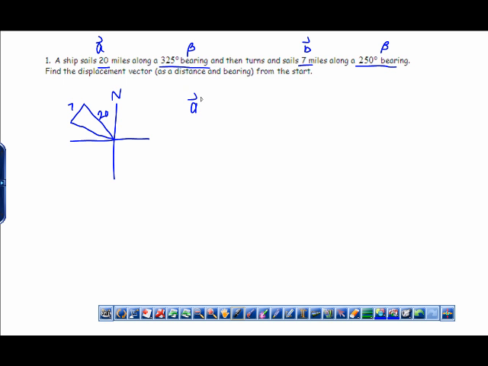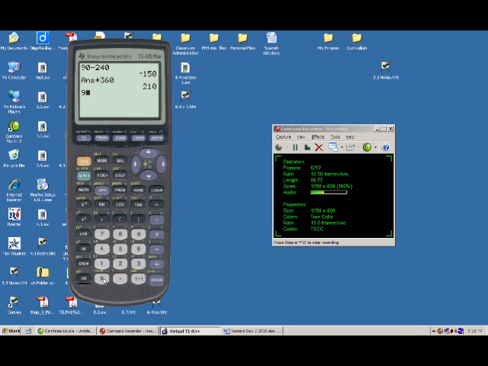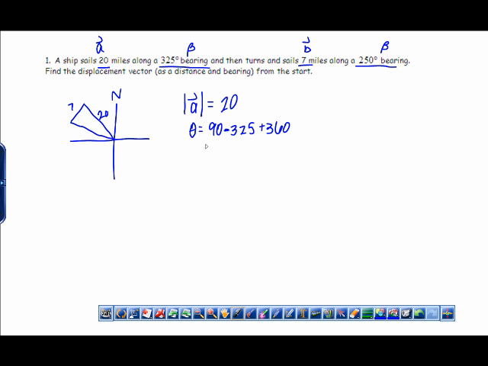For vector A, we know that the magnitude of vector A is 20. We don't know the theta yet, but I do know that the theta is going to be 90 minus 325, and this is obviously going to be a negative number, so I'm going to have to add 360 to it. Okay, so let's figure that out. 90 minus 325, and then I know I'm going to have to do it, so go ahead and add 360. So I get 125. Okay, so that's my theta.